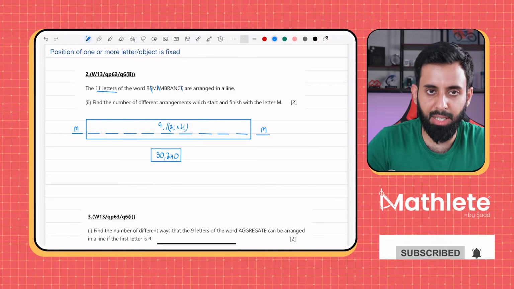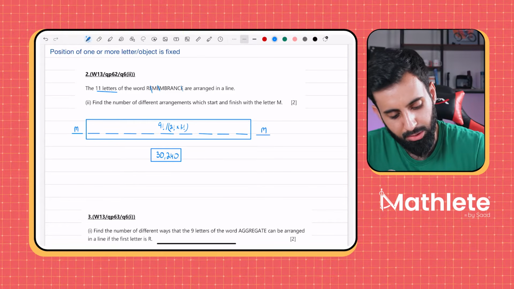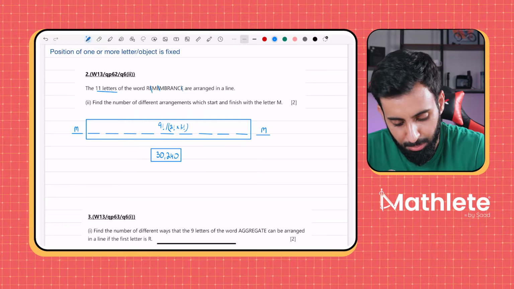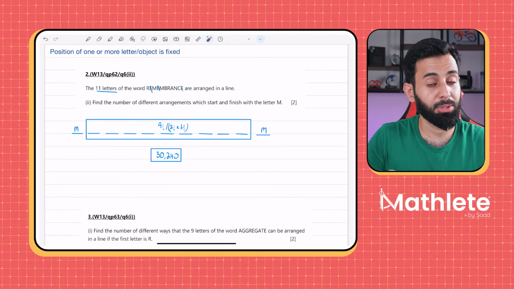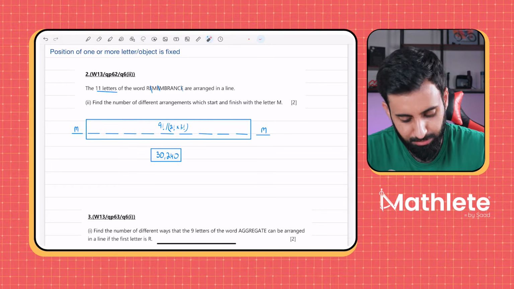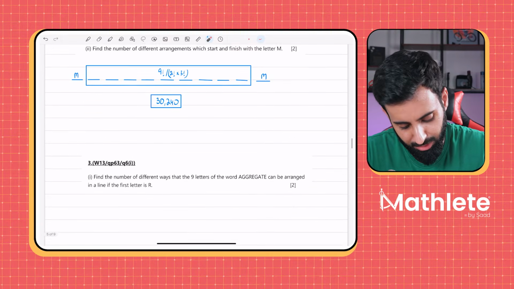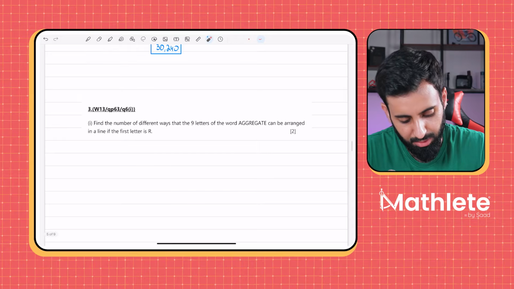Okay, and as far as the M's are concerned, because they're both the same, it's not like we can swap around the M's and make a different arrangement. It'll still be the same arrangement because the 2 letters are the same. All right, so that was one question. Like I said, we'll start off easy and then gradually increase the difficulty level.